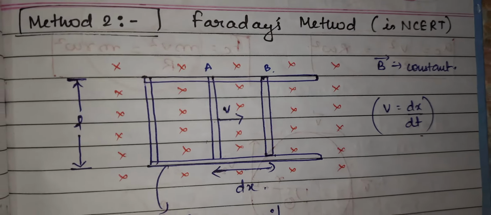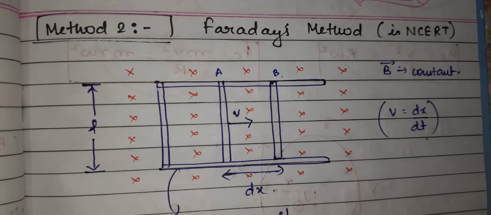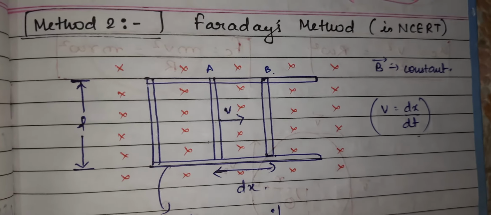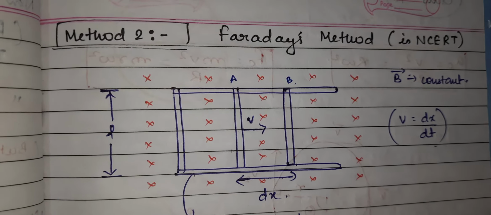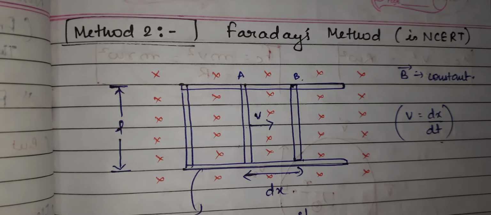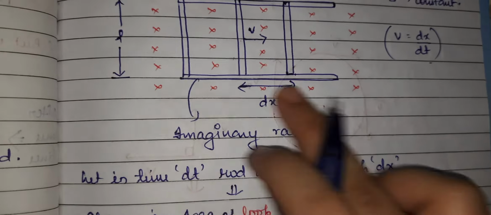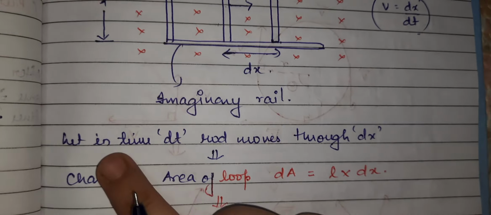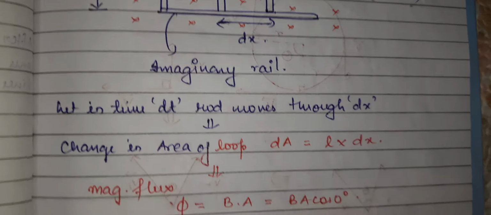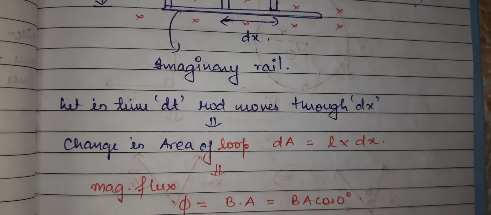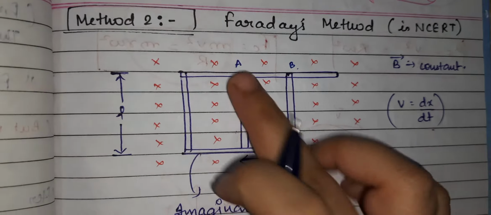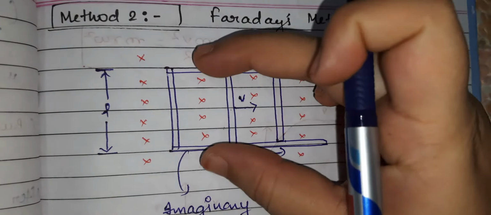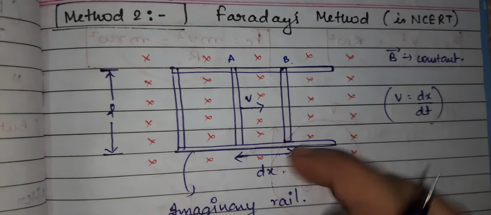Now what we have to prove is how motional EMF can explain a conductor behaving like a battery in the presence of magnetic field lines. For that, we have taken an imaginary rail. Let in time dt the rod move through a distance dx. The area of this loop has now changed, from here to here, this much bigger area.